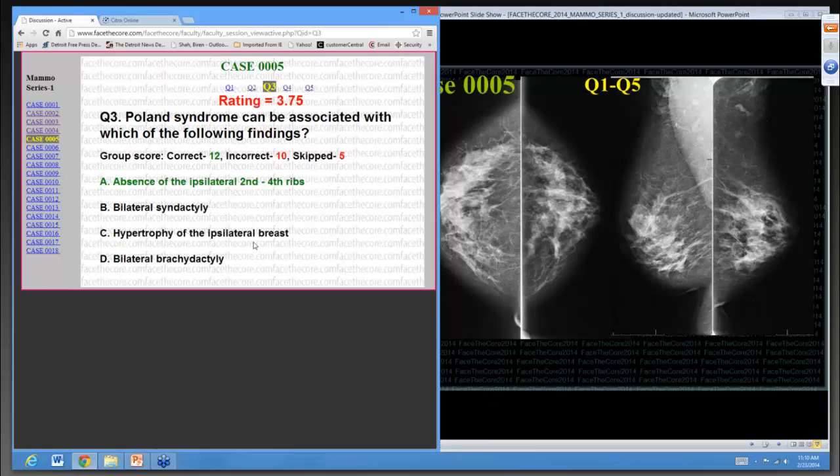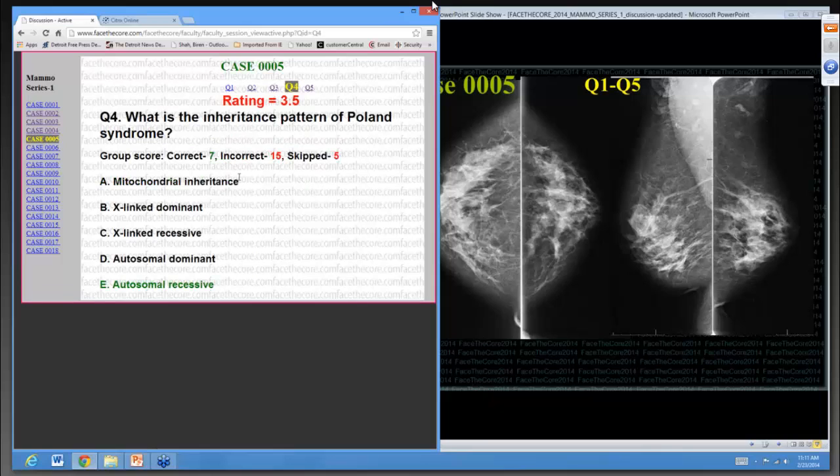Poland syndrome can be associated with each of the following findings. There's absence of the ipsilateral second through fourth ribs. The associated findings are ipsilateral syndactyly and brachydactyly, so this is incorrect as far as bilateral. So it's ipsilateral absence of the pectoralis minor muscle, hypoplasia of the ipsilateral breast. In this case, the breast is smaller, so it's not hypertrophy. And so absence of the ipsilateral second through fourth ribs.